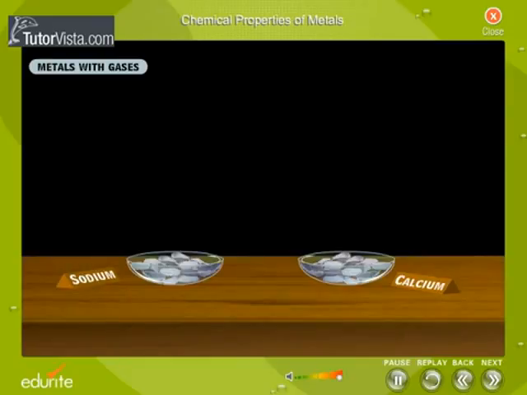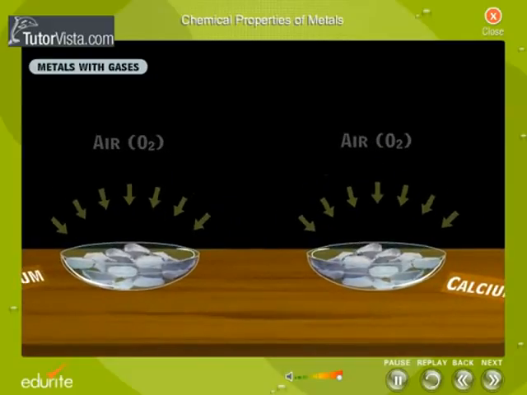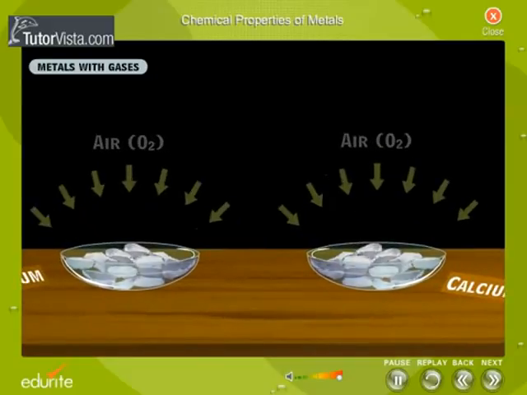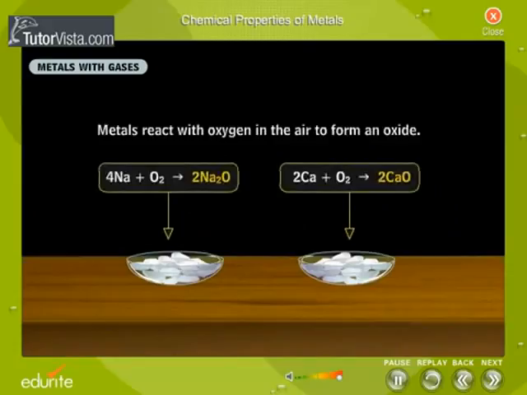What happens when the shining surfaces of metals like sodium and calcium are exposed to air? After some time, one can see a white coat of oxide forming. Metals react with oxygen in the air to form an oxide. Sodium forms sodium oxide and calcium forms calcium oxide.